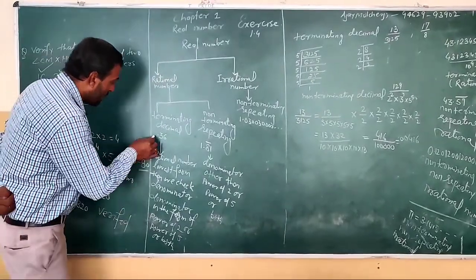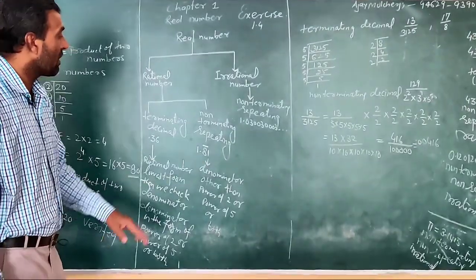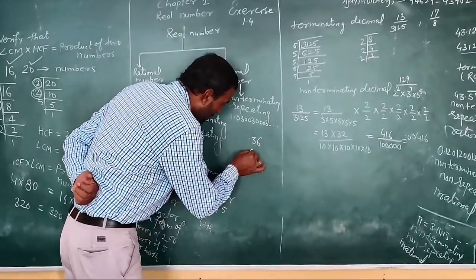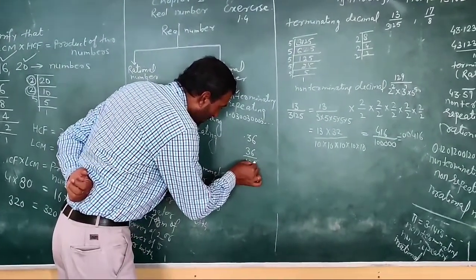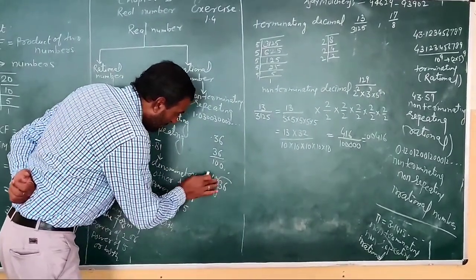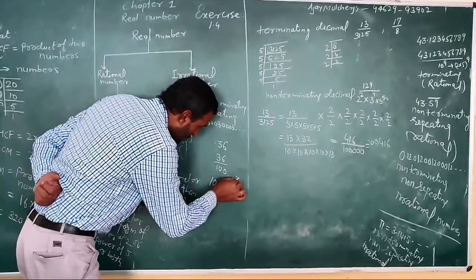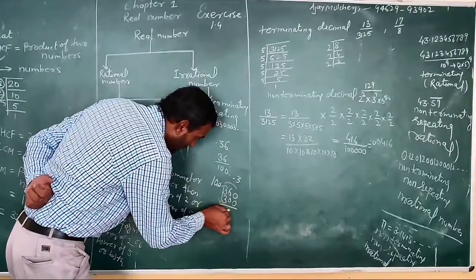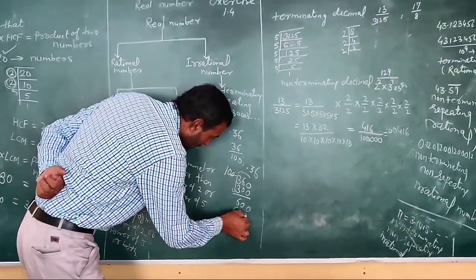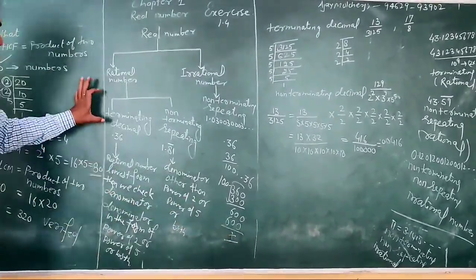Terminating, like this: 0.36 is terminating and 1.81 bar is non-terminating. 0.36 means 36 by 100, and 36 divided by 100, the point is here, point 0 is here, and by 3 this is 300, and then after 60 also one more 0, and 6 this is 600, and cross is here. When the remainder is 0, it means this is a terminating decimal.